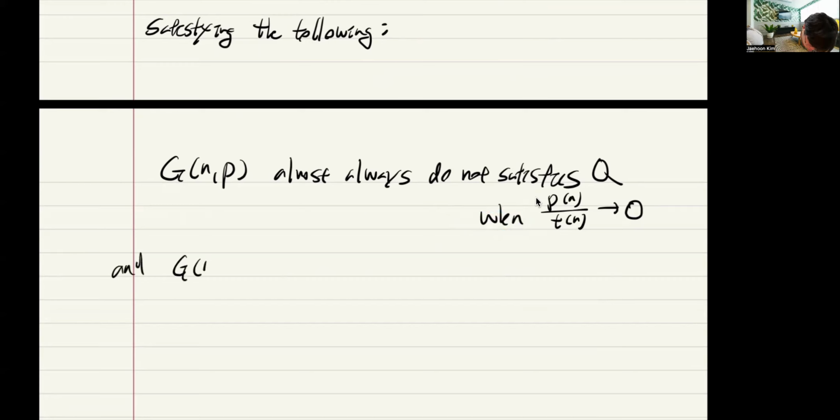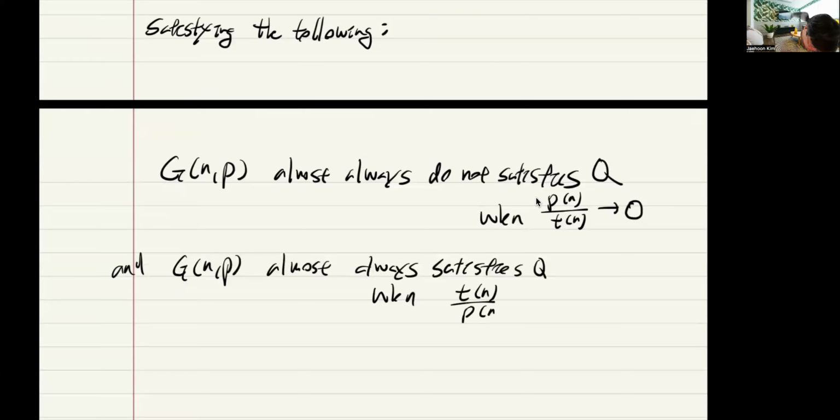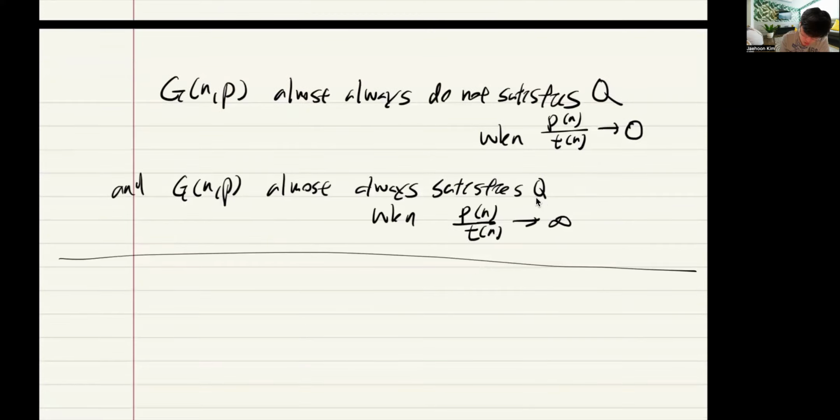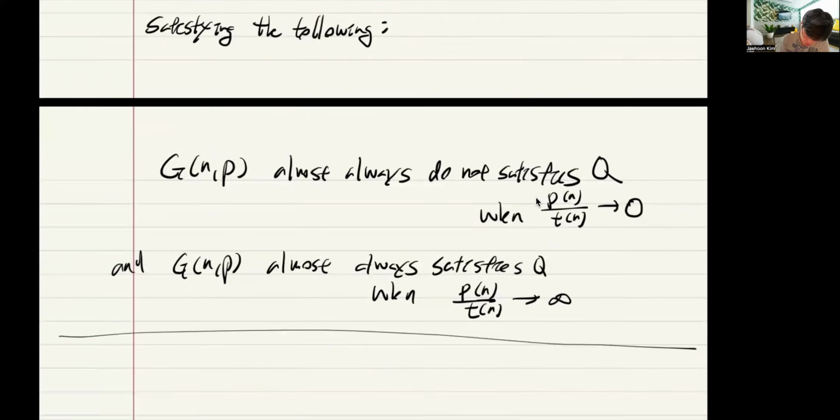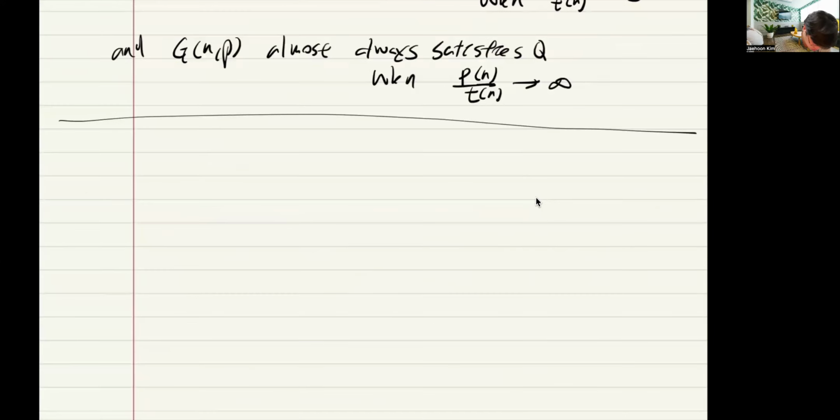And G(n,p) almost always satisfies Q when p(n) over T(n) goes to infinity as n goes to infinity. So this is a threshold function.